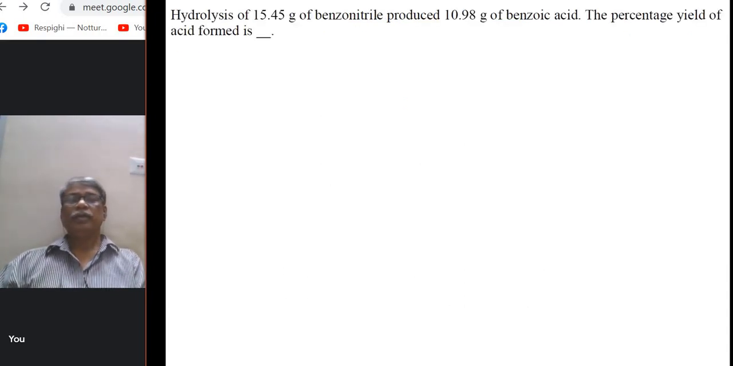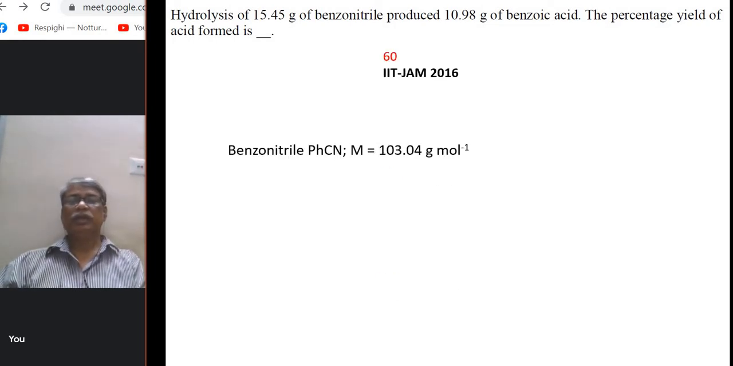So the next question: hydrolysis of 15.45 gram of benzonitrile produced 10.98 grams of benzoic acid. The percentage yield of acid formed is. So it looks like a very simple unitary method problem, but one trick is there, that you have to know the molecular mass of benzonitrile and benzoic acid. That means you have to know the molecular formula first, and so you have to convert from gram to number of moles, and then you can calculate by using the unitary method the percentage yield. So let us do that. The answer is 60. Let us see how it comes.